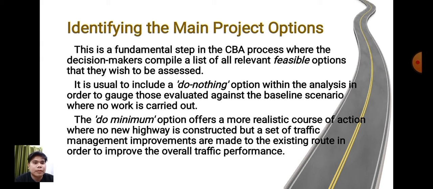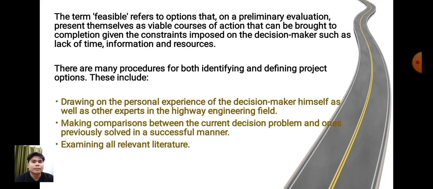The do-minimum option offers a more realistic course of action where no highway is constructed but a set of traffic management improvements are made to the existing route in order to improve the overall traffic performance. The term feasible refers to options that on a preliminary evaluation present themselves as viable courses of action that can be brought to completion given the constraints imposed on the decision maker, such as lack of time, information, and resources.